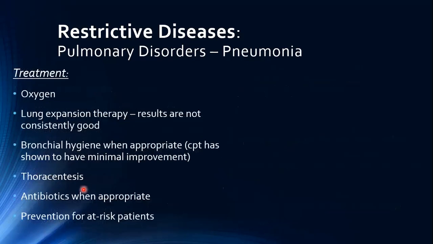How do we treat pneumonia? With oxygen, lung expansion therapy, bronchial hygiene, and thoracentesis if we have to. If the lungs are so full, we can stick a needle in the lung and suck some of that stuff out, okay? That's a thoracentesis. Just like a paracentesis is when you stick a needle in the abdomen to get that ascites out, right? Well, if the lungs are filling up, we can do a thoracentesis and drain some of the fluid off of the lungs ourselves, okay?